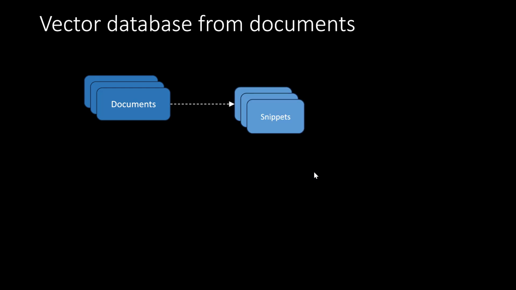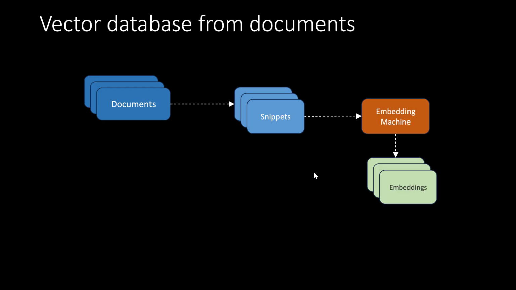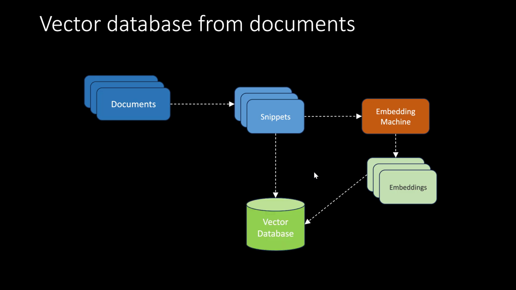Your documents would be converted into snippets. That means a single big document would be converted into some 100 chunks, and then each chunk would be processed by an embedding machine to create an embedding. So the snippet along with its embedding attached would be stored in a vector database. So your documents would be stored in the vector database in the form of snippets attached with embeddings.